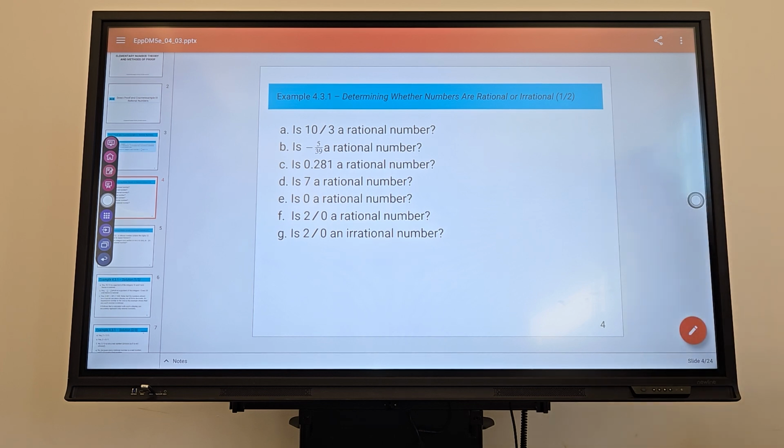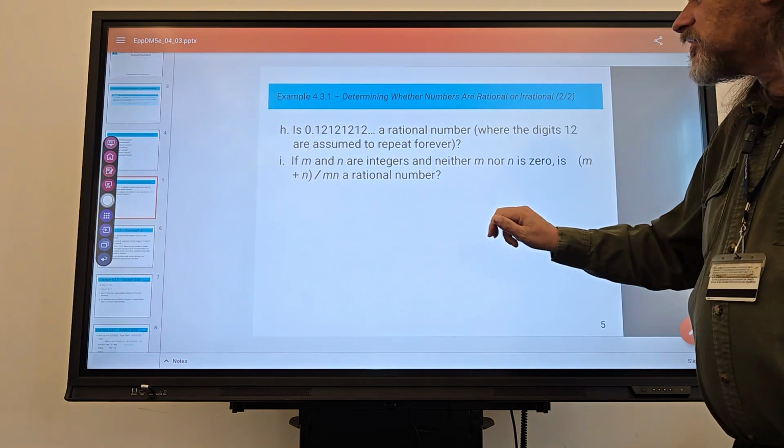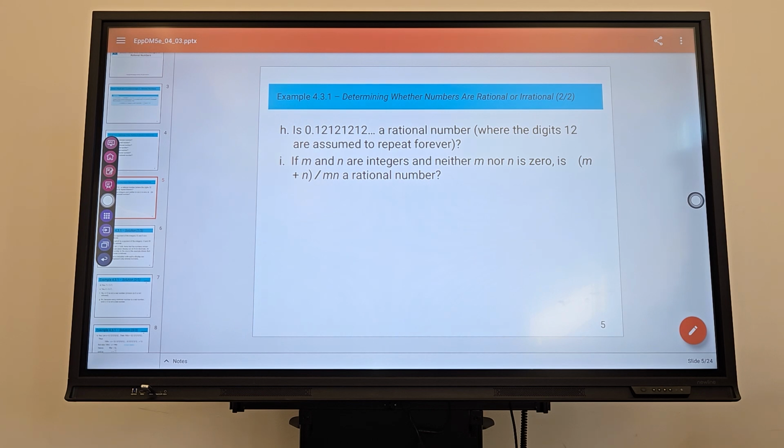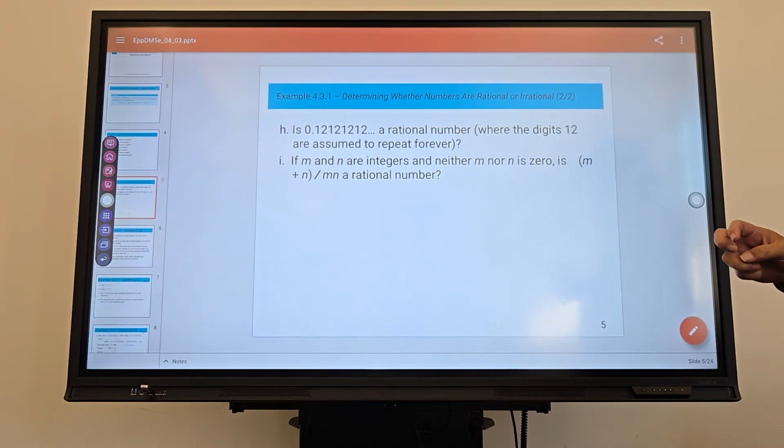So let's see here. Is 0.12121212 and so on a rational number? I don't remember from the previous class, but yes, it is a rational number, and it can be shown that any repeating decimal, even though it goes on infinitely, is a rational number.